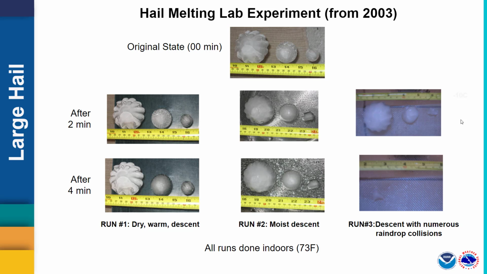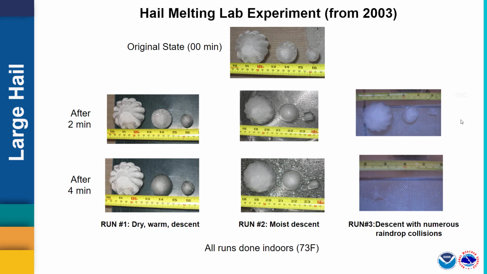Here we see a substantial difference. You see the initial run on the left with warm air, summertime environment showing no melting. If you look at the far right, in a simulation of hailstones falling through heavy rain, what a difference. The ping pong ball size storm is gone in 4 minutes before it would reach the ground. Even the largest one showed substantial mass reduction.